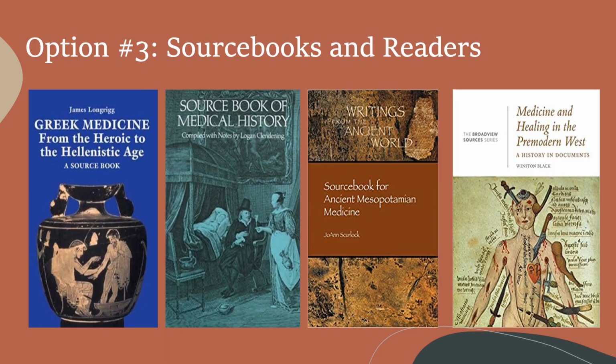The third option that you might want to consider for your project is source books and readers. These are anthologies or collections of primary sources that have been put together in a single volume and that you can search for, and if you find something interesting in them, you can request a source through our library, through ILL, see if you can get it, and that's a way of also finding another primary source.